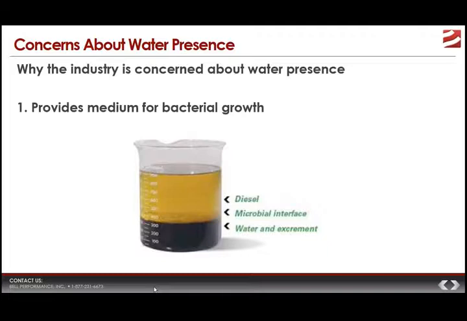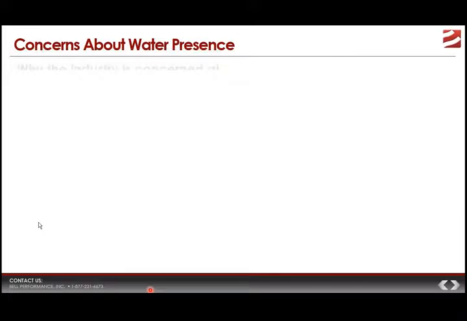They tend to grow at the interface, and they pull what they need from both the fuel here and the water here. They're growing here, and all they need is just a little bit of water down there to become established within a storage tank. And as they grow and multiply and reproduce, they spread to other areas of the tank and start causing problems. So free water is the kind of water that's associated with microbial growth in storage tanks.